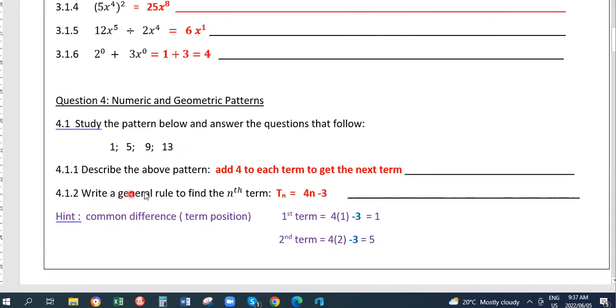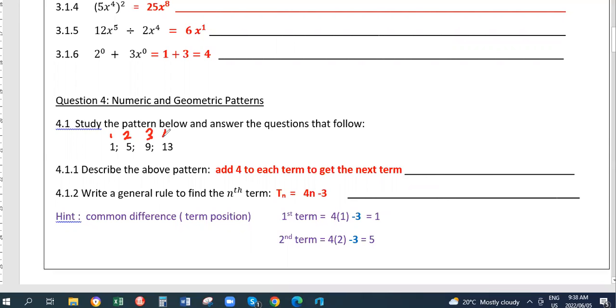To write a general rule to find the nth term. Nth term means any term. What is the rule that can be used to find any term down the line? We only have 1, 2, 3, 4 terms. So looking at what is the rule, that's your first term. This is your second term. This is your third term.